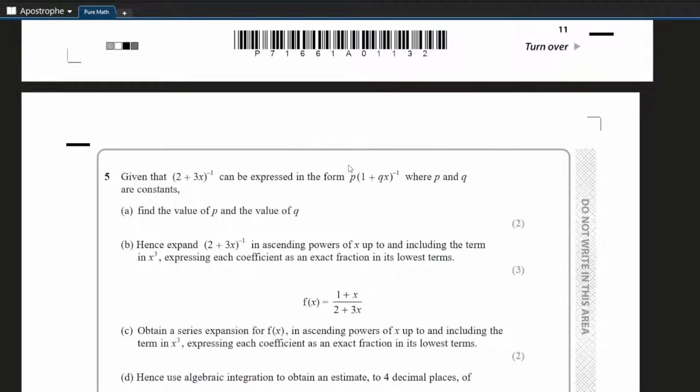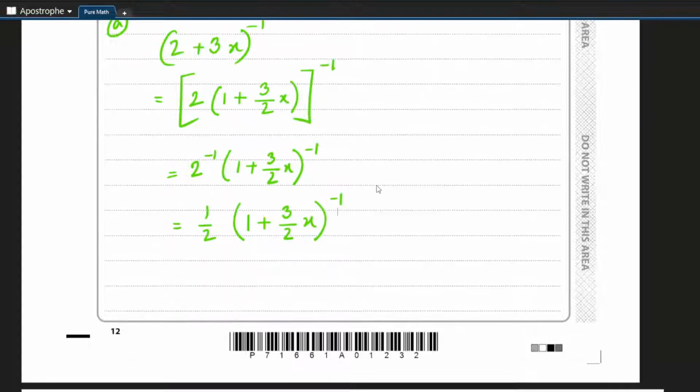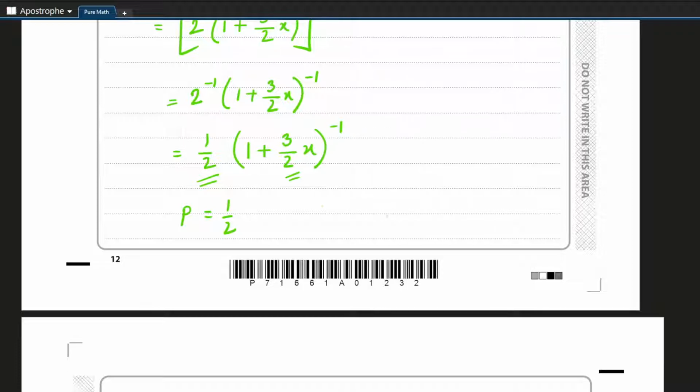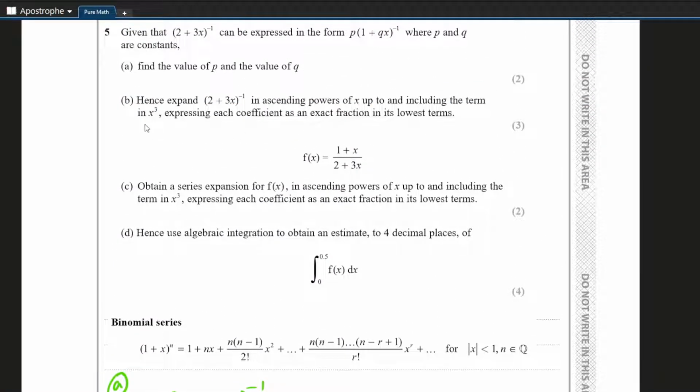Now p is equal to half, this is p, and q is this, if I'm not mistaken, 1 plus qx. Yes, q is equal to 3 over 2.